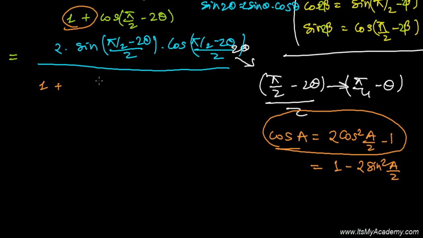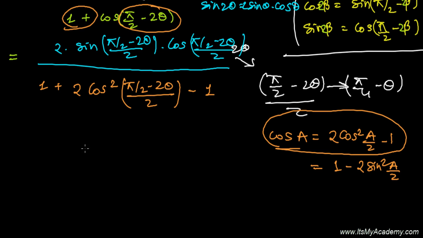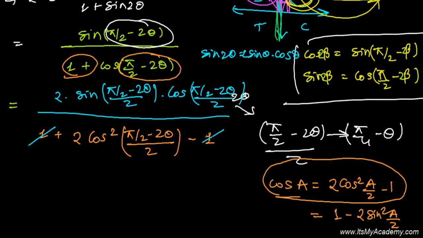So now in the place of this, it will be 2 cos square of the angle divided by 2, cos square of (pi by 2 minus 2 theta) divided by 2, minus 1. Now I can cancel this plus 1 and minus 1. After cancelling this, I can cancel this 2 and this 2 also. It's cos square of (pi by 2 minus 2 theta) by 2 in both places, so this square can be cancelled too.